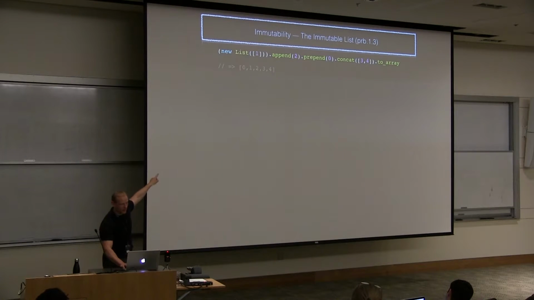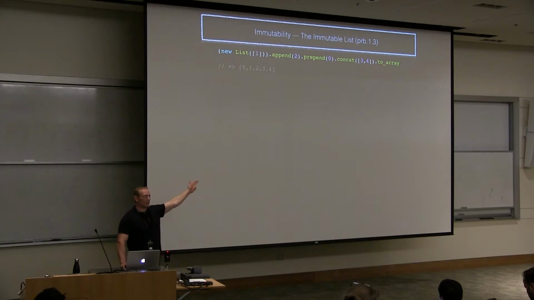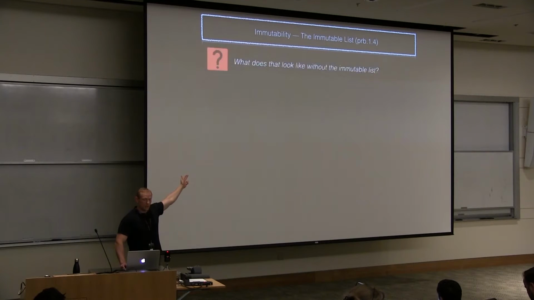Or you could do that. Which is easier to reason about? Take a list that has one member, append something to it, prepend something to it, and then concat it or join it with something else. Does that make sense to your minds? Is that hard to wrap your brain around? How about that?